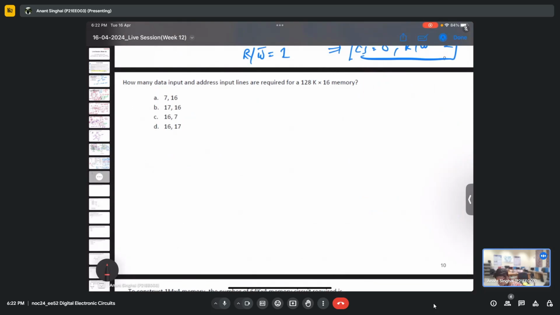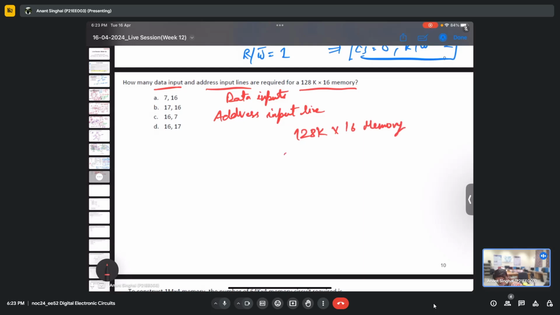Now it is a numerical question. It says how many data inputs and address input lines, so there are two things asked, are required for a 128K cross 16 memory. For any memory, we have a particular representation, that is a 2 raised to the power p times n memory unit.